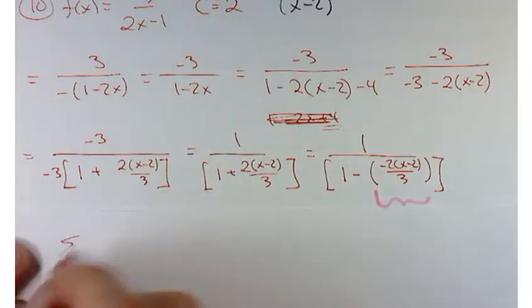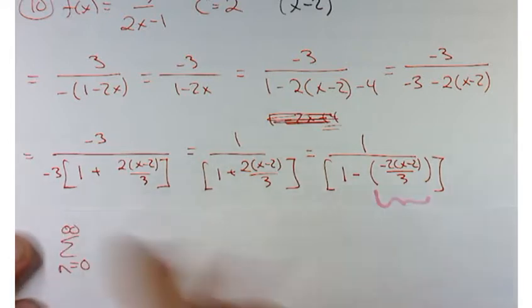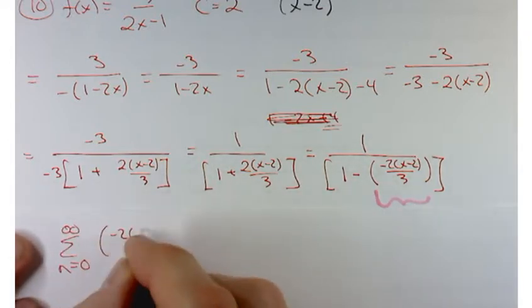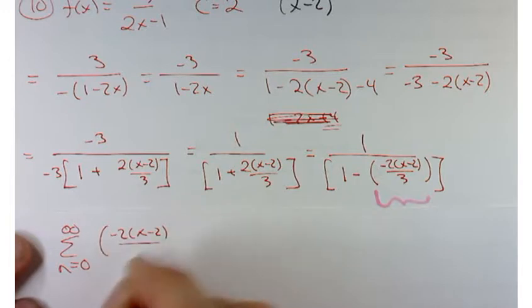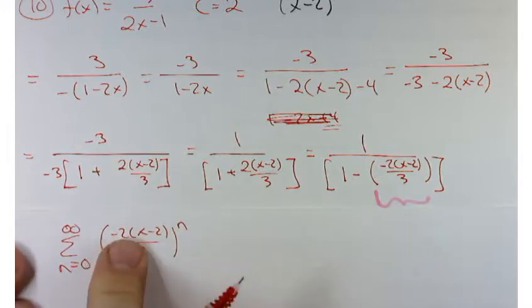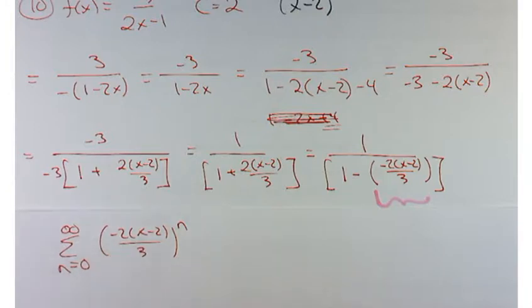So that's going to be the sum from n equals 0 to infinity of negative 2 times x minus 2 over 3 to the nth power. Now you can clean this up in a lot of different ways. That's fine as it is right here. Nothing wrong with that at all. And you can split off the negative. You could have negative 1 to the nth power, 2 to the nth power, all this stuff to the nth power. But there's nothing wrong with it as is.